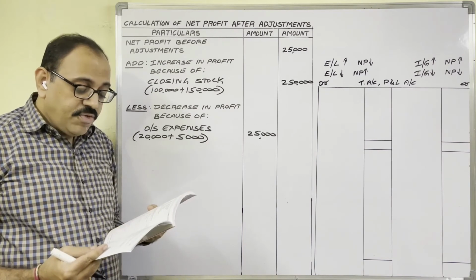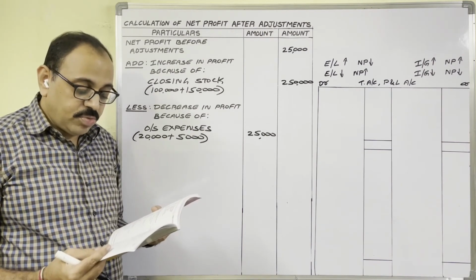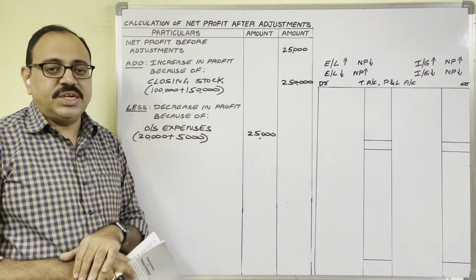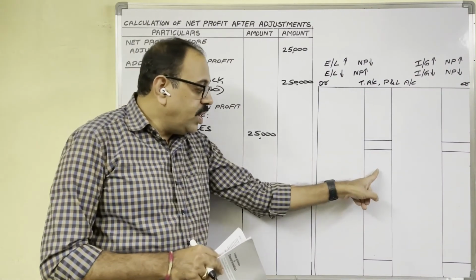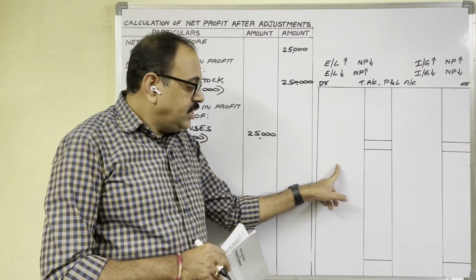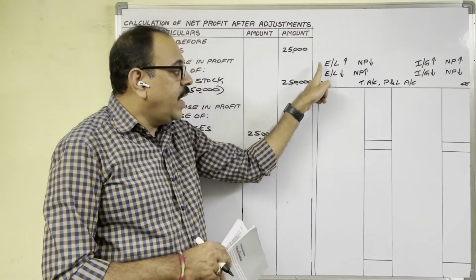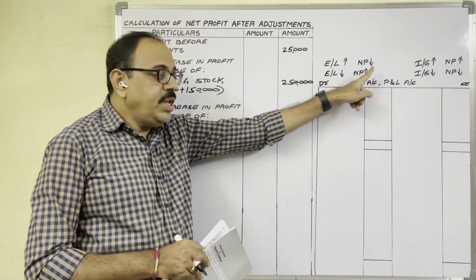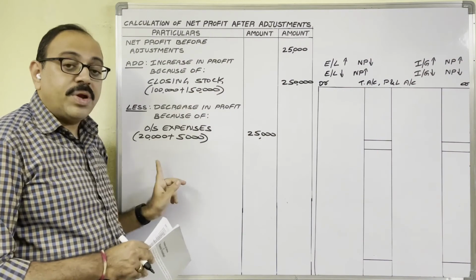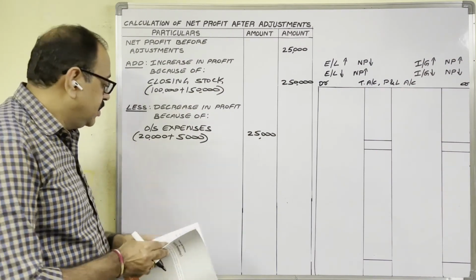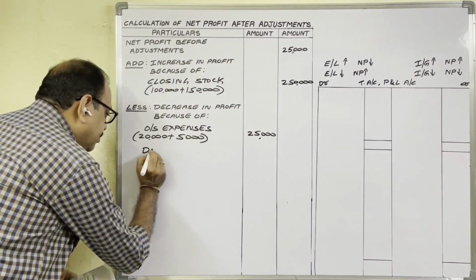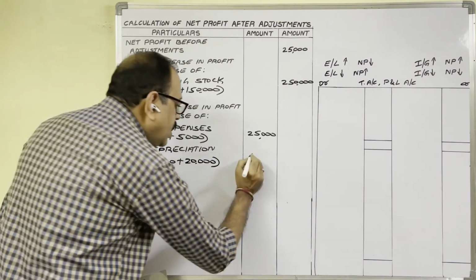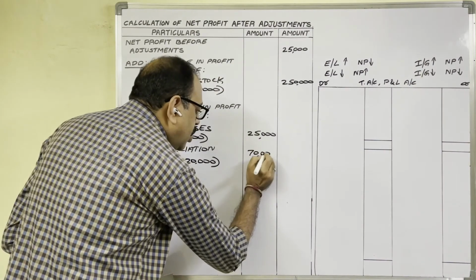Next, write off depreciation on machinery 50,000 rupees and on building 20,000 rupees. Depreciation we have to show on the debit side of profit and loss account. Because of depreciation, expenditure increases, then net profit decreases. So from 25,000 we have to subtract the depreciation adjustment: depreciation on machinery 50,000, depreciation on building 20,000 rupees. Total 70,000 rupees in the inner column.